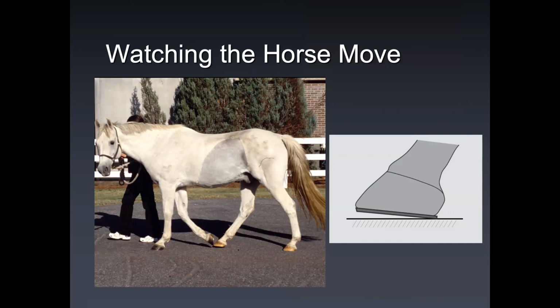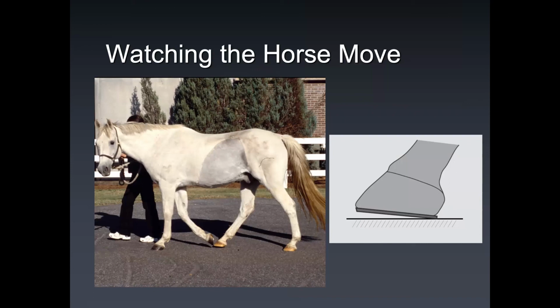And you can't do this very well with your naked eye with the animal trotting. So you need to watch them walk. Watch them from the side, and from the side you can tell if they're landing toe first or heel first. And from behind, you can see if they land outside first or inside first or flat.